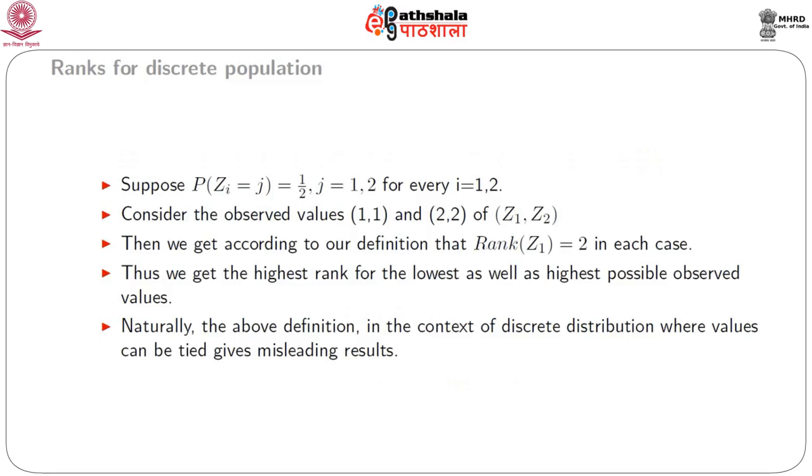Suppose Zi takes the values 1 and 2 with equal probability half for every i from 1 to 2. Consider the observed values (1, 1) and (2, 2) of Z1, Z2. Then we get, according to our definition, that rank of Z1 equals 2 in each case. Thus, we get the highest rank for the lowest as well as the highest possible observed values. Naturally, the above definition in the context of a discrete distribution where values can be tied gives misleading results.